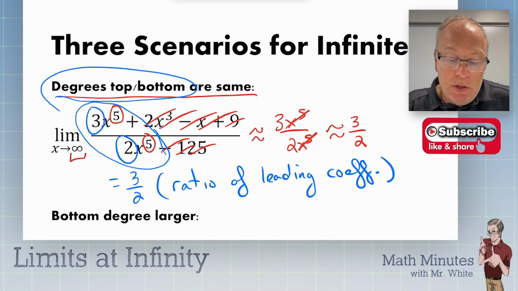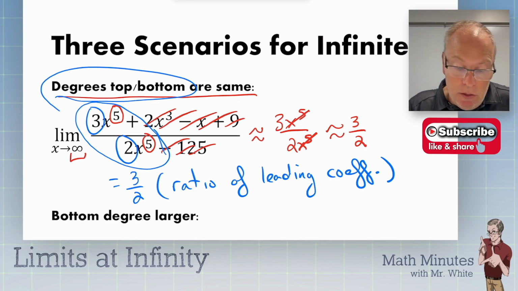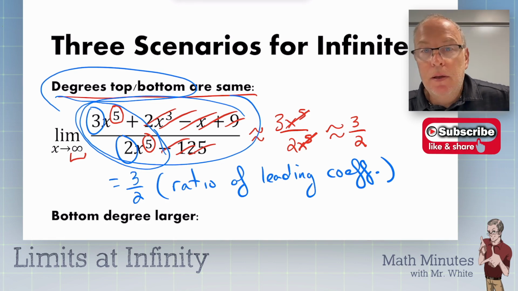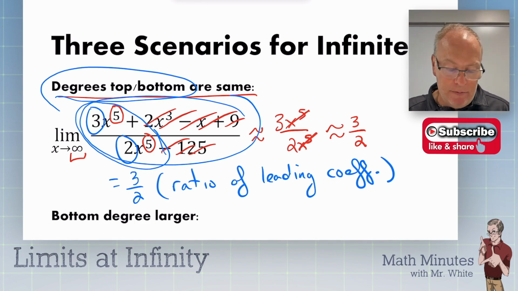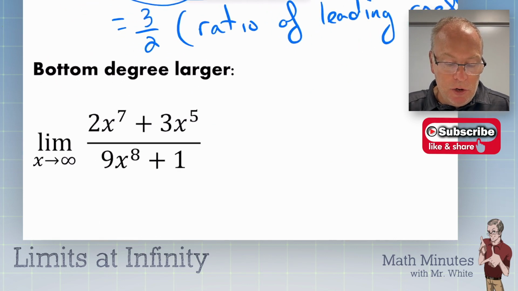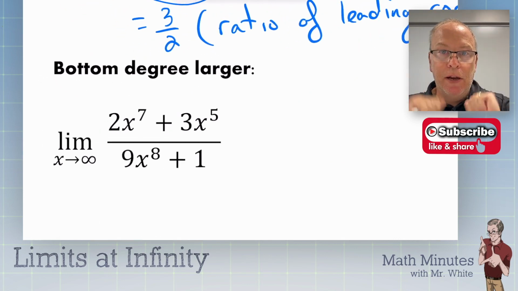1.5. This crazy function, as you start plugging in bigger and bigger numbers, it's going to be outputting numbers that are closer and closer to 1.5. All right, what happens when the degree on the bottom is bigger, or it wins?